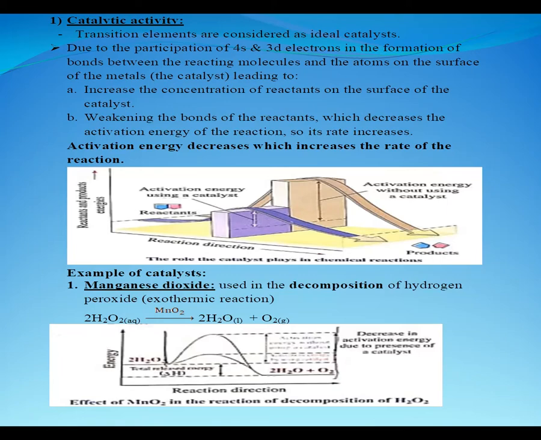Let's take an example of a catalyst like manganese dioxide, which is used in the decomposition of hydrogen peroxide in the formation of water and oxygen, and this is an exothermic reaction. If we study the following table, we find that by using manganese dioxide as a catalyst, the activation energy decreases. And without using manganese dioxide as a catalyst, the activation energy is higher.